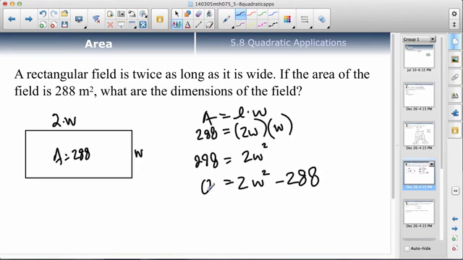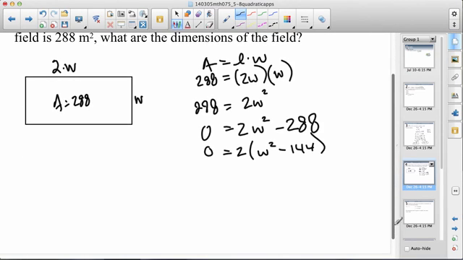Now I need to factor. Always first look for a common factor. There's a 2 that can come out. So 2, and it'll be W squared minus 144 equals 0. Now can I factor that? It's 2 terms, so maybe it's a difference of squares. Can I take the square root of 144? I think so. The square root of 144 would be 12, and 12.